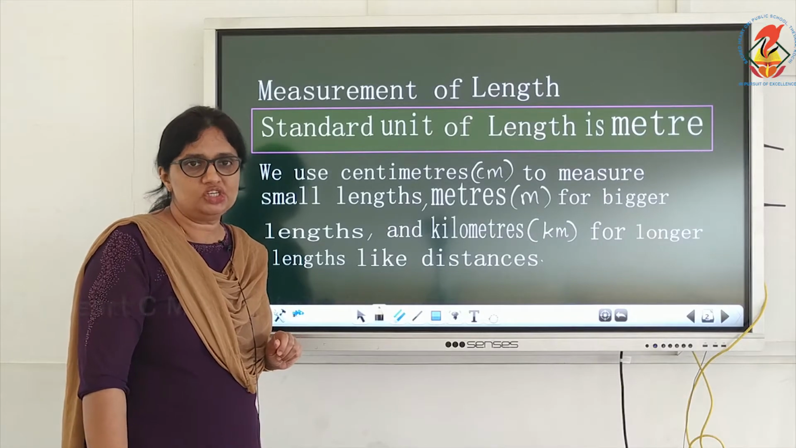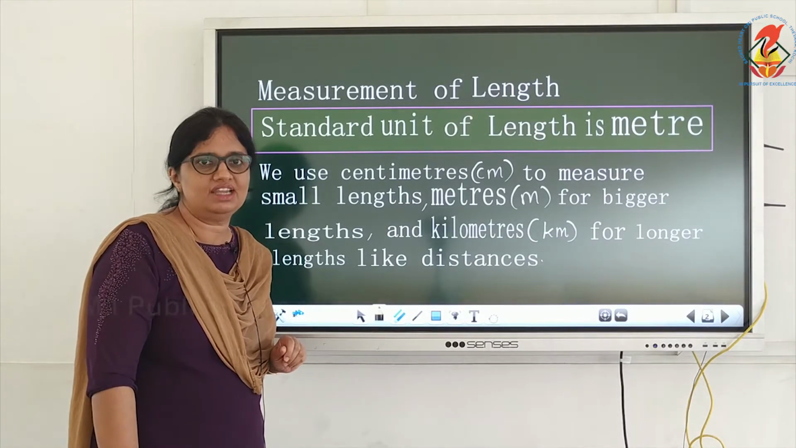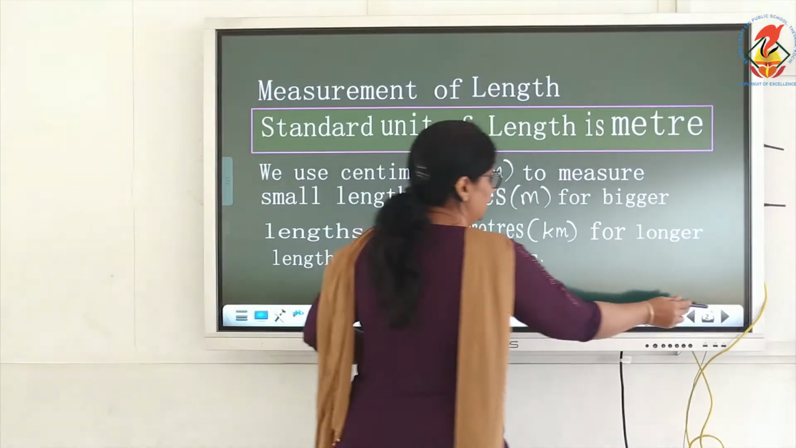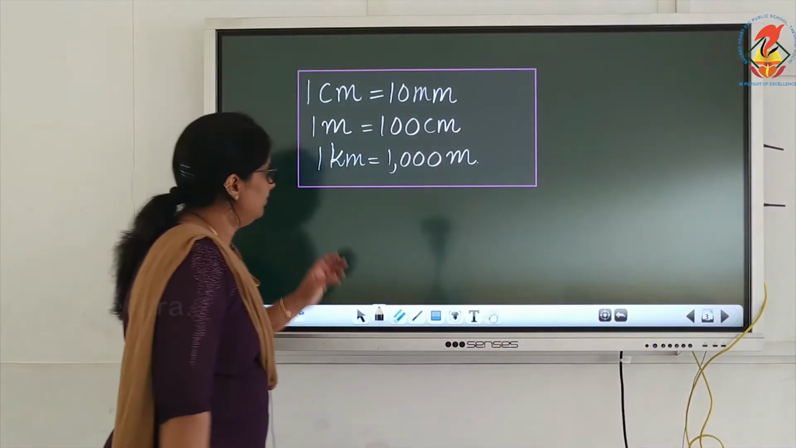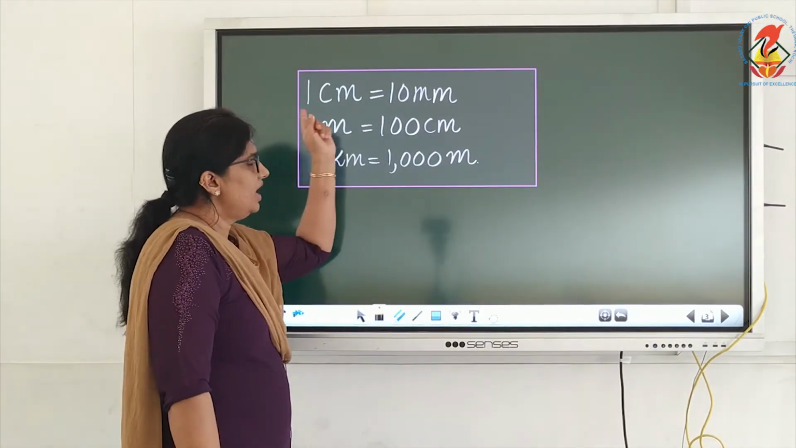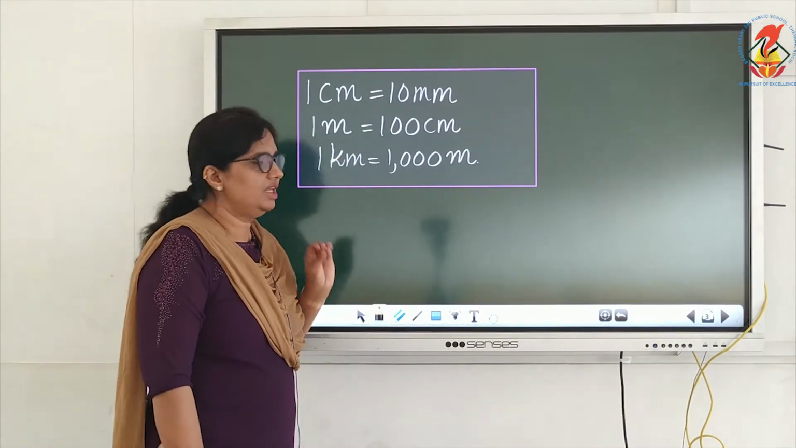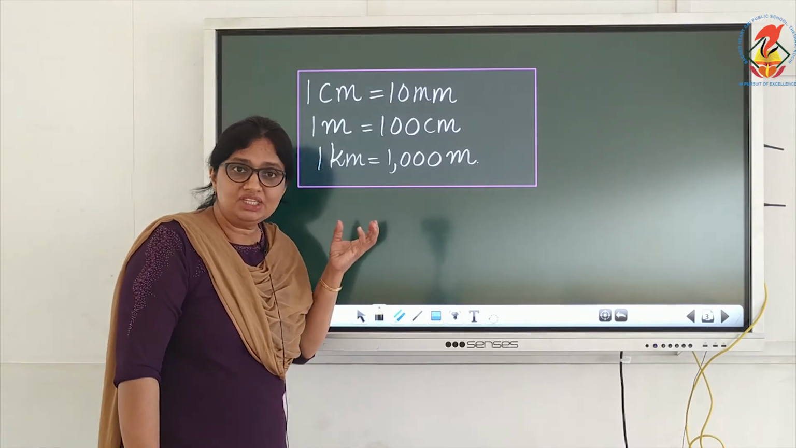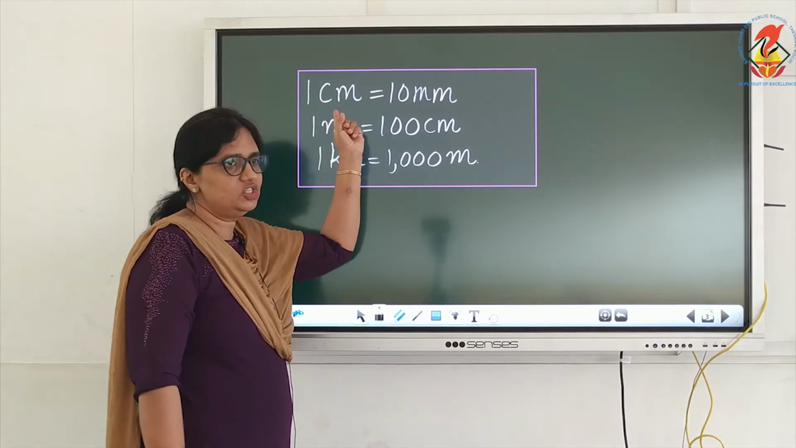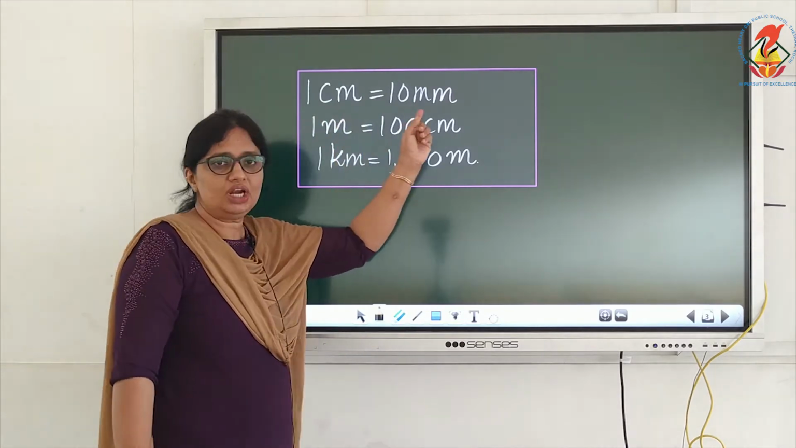Sometimes we need to measure the distance between two places, right? That we need to use it with what? Kilometer only, right? And next I will give you the relationship between two units. 1 centimeter equals 10 millimeter. And millimeter is also used for measuring smaller length, right? That's the relation between centimeter and millimeter.